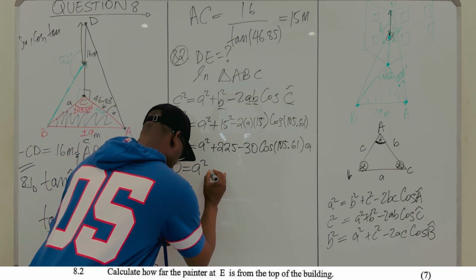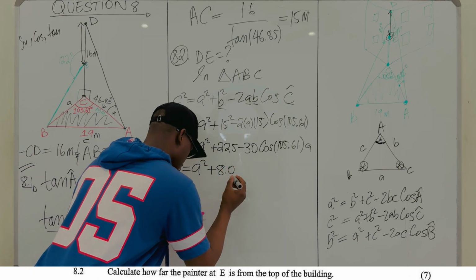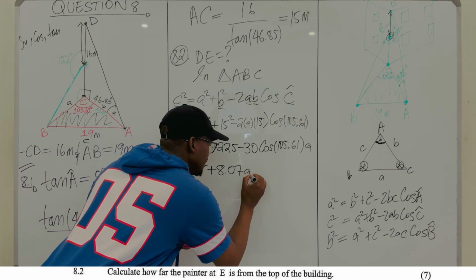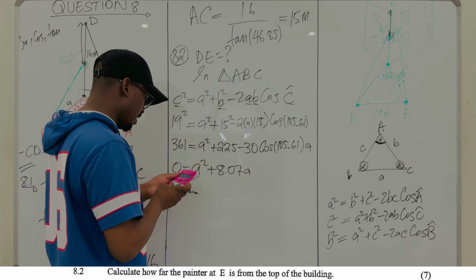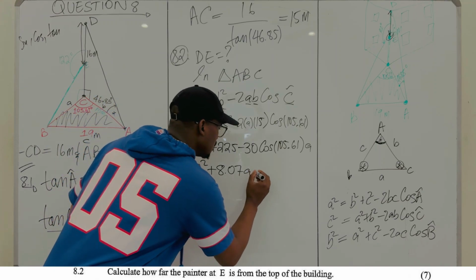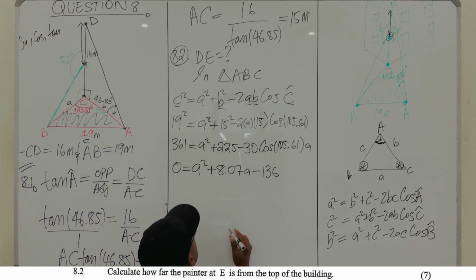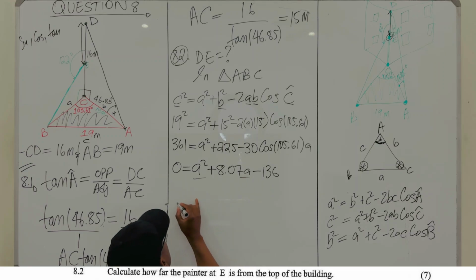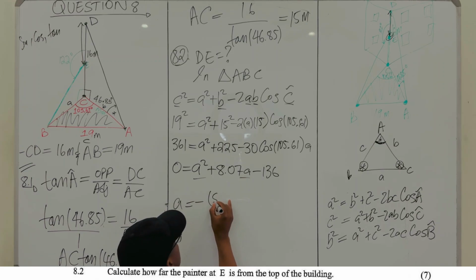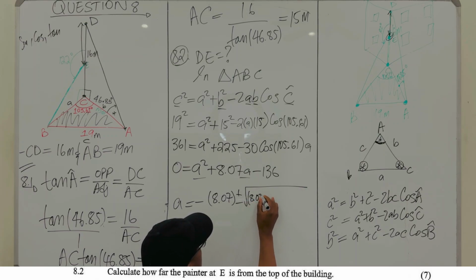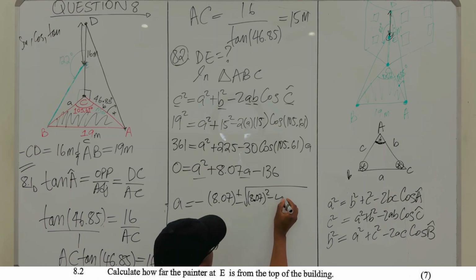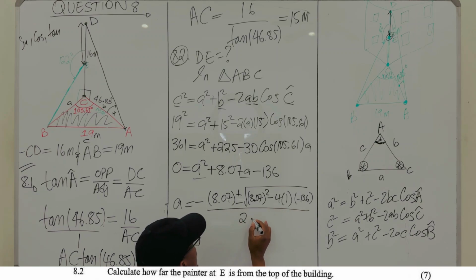We get positive 8.07 a. So it will be 225 minus 361, because this will become negative. So you have 225 minus 361. You get minus 136. So you're trying to find a, right? Because this is your quadratic. Your a is negative b, which is 8.07, plus or minus the square root of 8.07 all squared minus 4 into a, which is 1, into c, which is minus 136, all over 2 into 1.